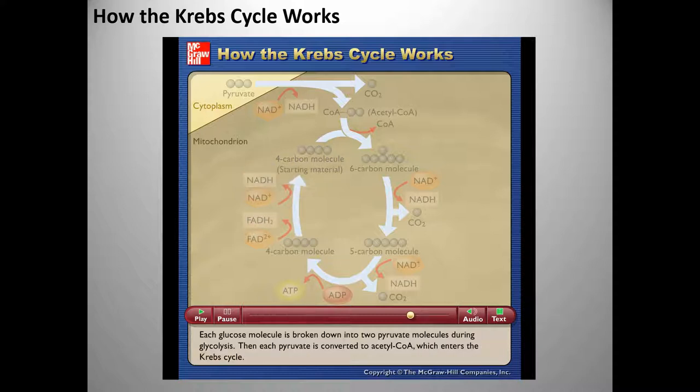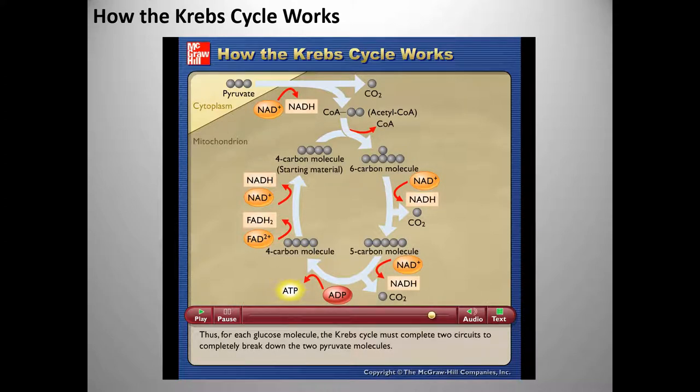Each glucose molecule is broken down into two pyruvate molecules during glycolysis. Then, each pyruvate is converted to acetyl-CoA, which enters the Krebs cycle. Thus, for each glucose molecule, the Krebs cycle must complete two circuits to completely break down the two pyruvate molecules.